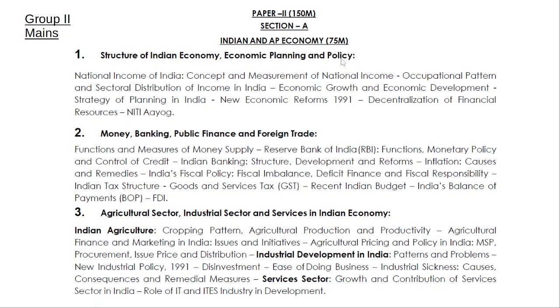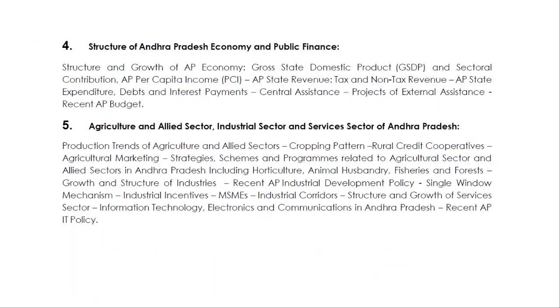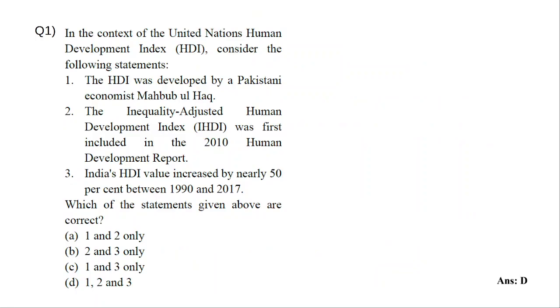One thing we have to look at is the current numbers, the various numbers that are in the budget and economic survey, etc. And also we have to look at the concepts. So let us try to solve as many questions as possible. Look at the first question. In the context of the United Nations Human Development Index, consider the following statements.